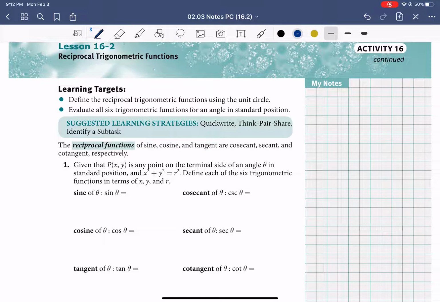All right, welcome to Notes. Today we're on lesson 16.2. That's on page 219 in your book. We will be adding some definitions, so you should be doing this.